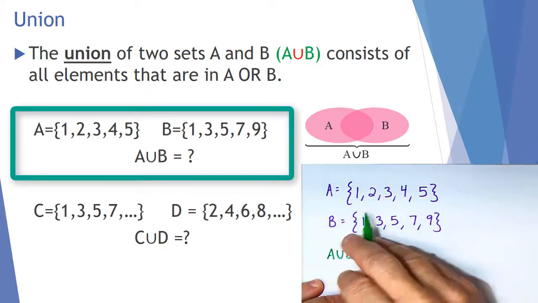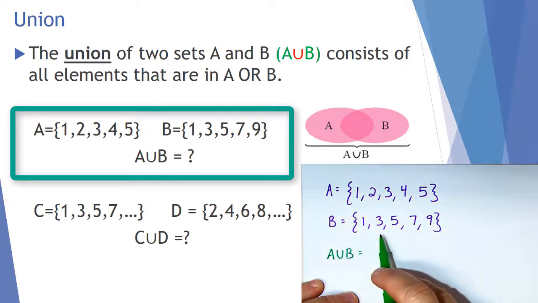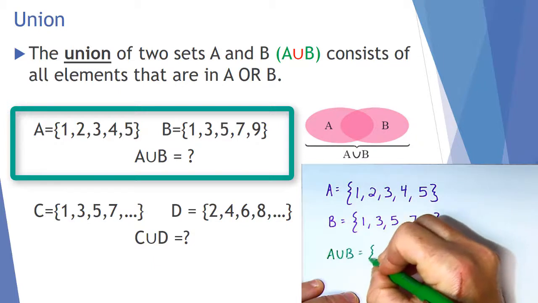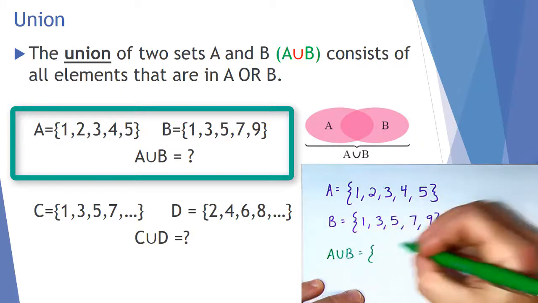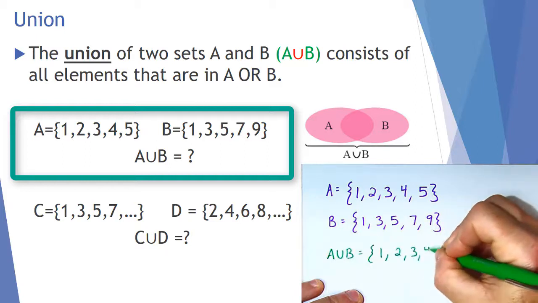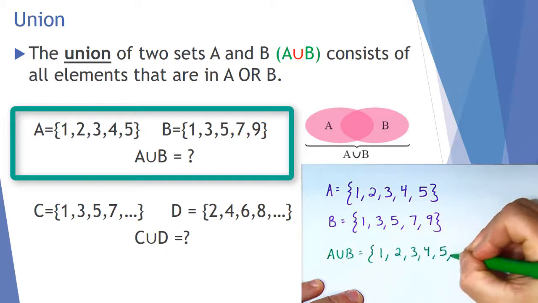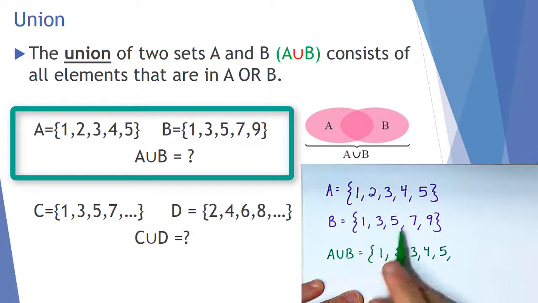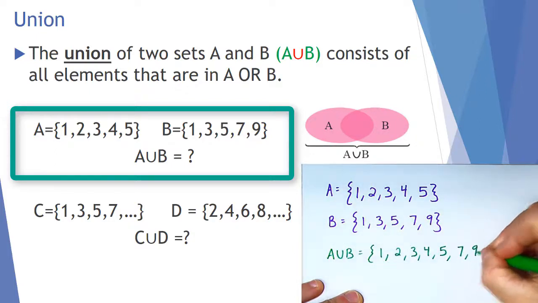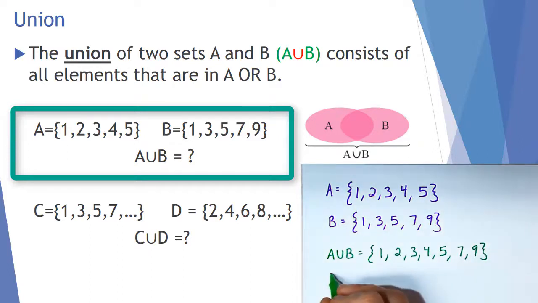So if A consists of 1, 2, 3, 4, and 5, and B consists of 1, 3, 5, 7, and 9, then A union B has to consist of all of those elements combined. So we have 1, 2, 3, 4, and 5 from set A. Now we don't want to list 1, 3, and 5 again, we've already listed them, but we do want to list 7 and 9 since they're part of our union, and that is the union of A and B.